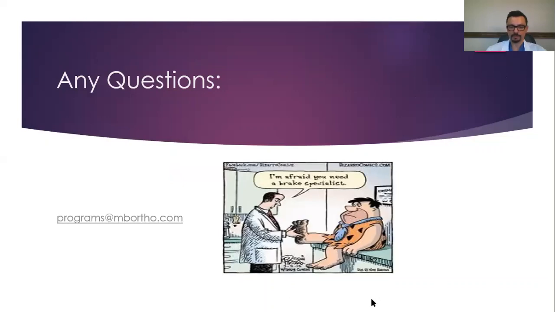Any questions? So the question here is, at what point should I come in if I think I have bunions? It's always beneficial to come in and have the bunions evaluated. But primarily, if you're having pain and discomfort and you notice that you're starting to get redness and your bunion's starting to cause you discomfort, I think that's when you should come in for an evaluation.